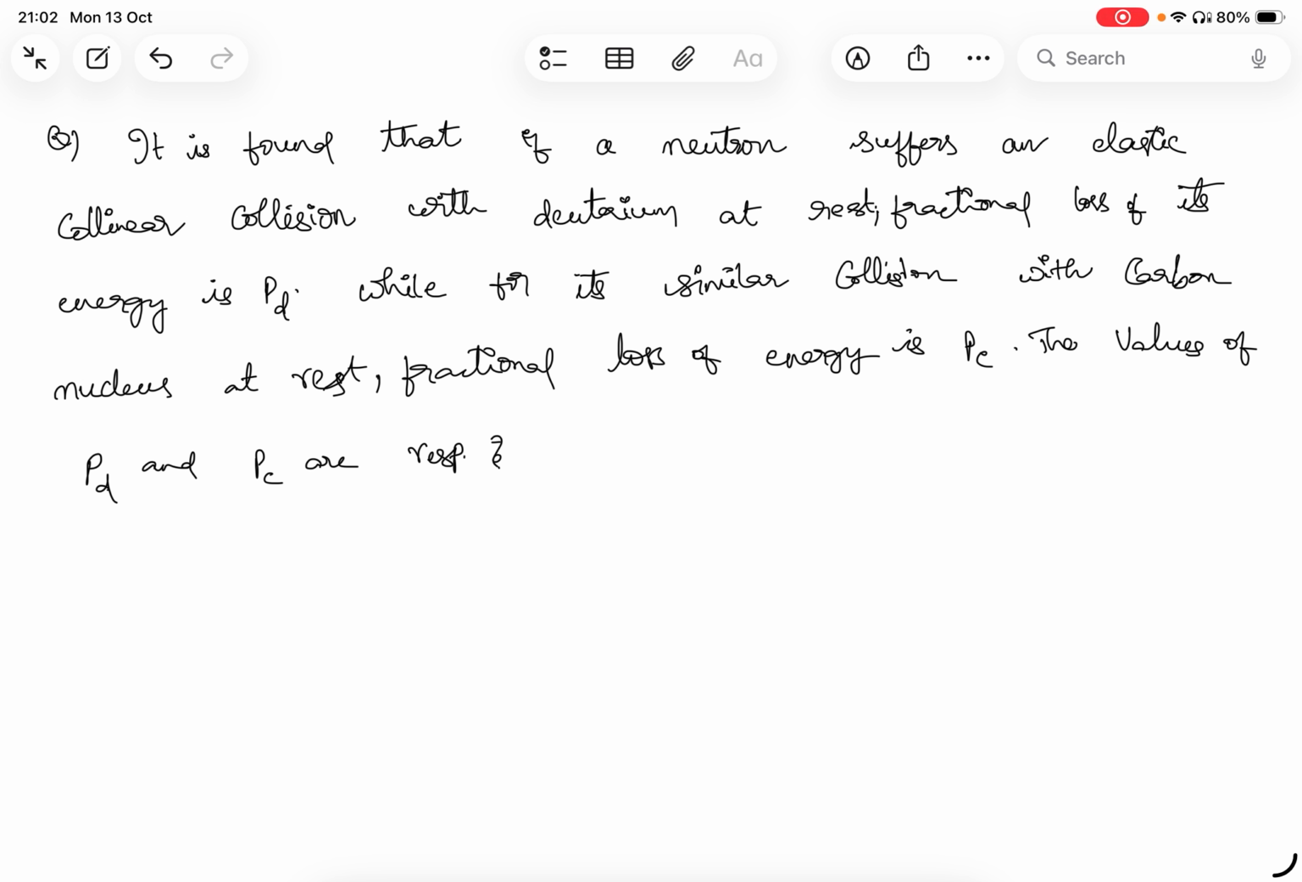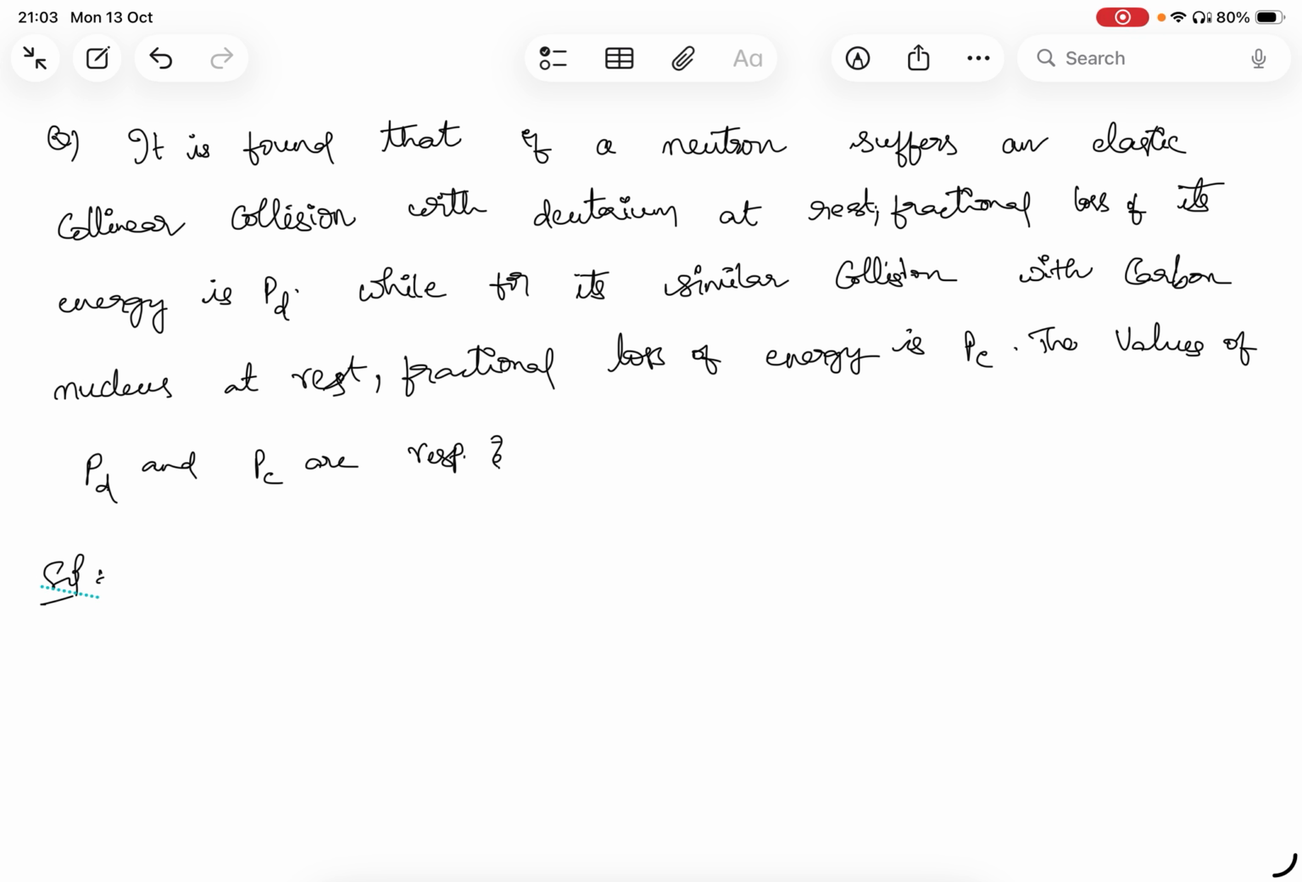It is found that if a neutron suffers an elastic collinear collision with a deuterium at rest, the fractional loss of its energy is PD. Well, for a similar collision with a carbon nucleus at rest, the fractional loss of energy is PC. Then the values of PD and PC are, respectively. So let's start the question.